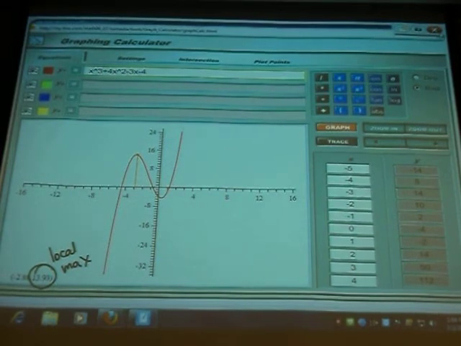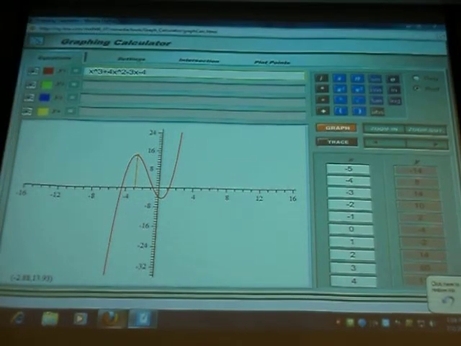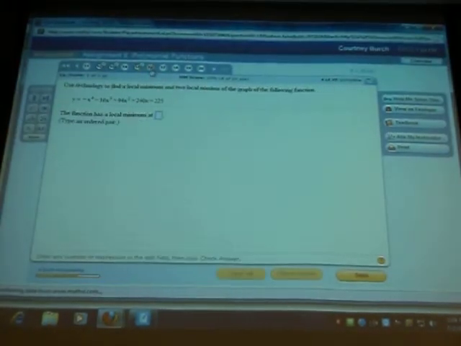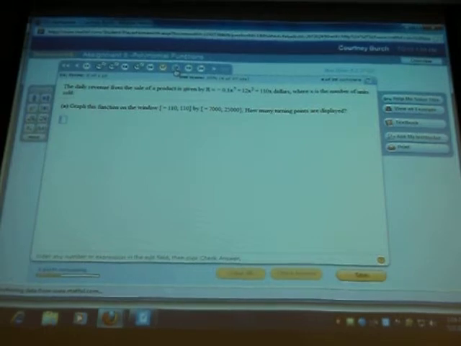Okay, so your local max should be your highest turning point, your local min would be your lowest one. So you just kind of estimate those. I don't know. Sometimes if you click on the equation, it doesn't come back.